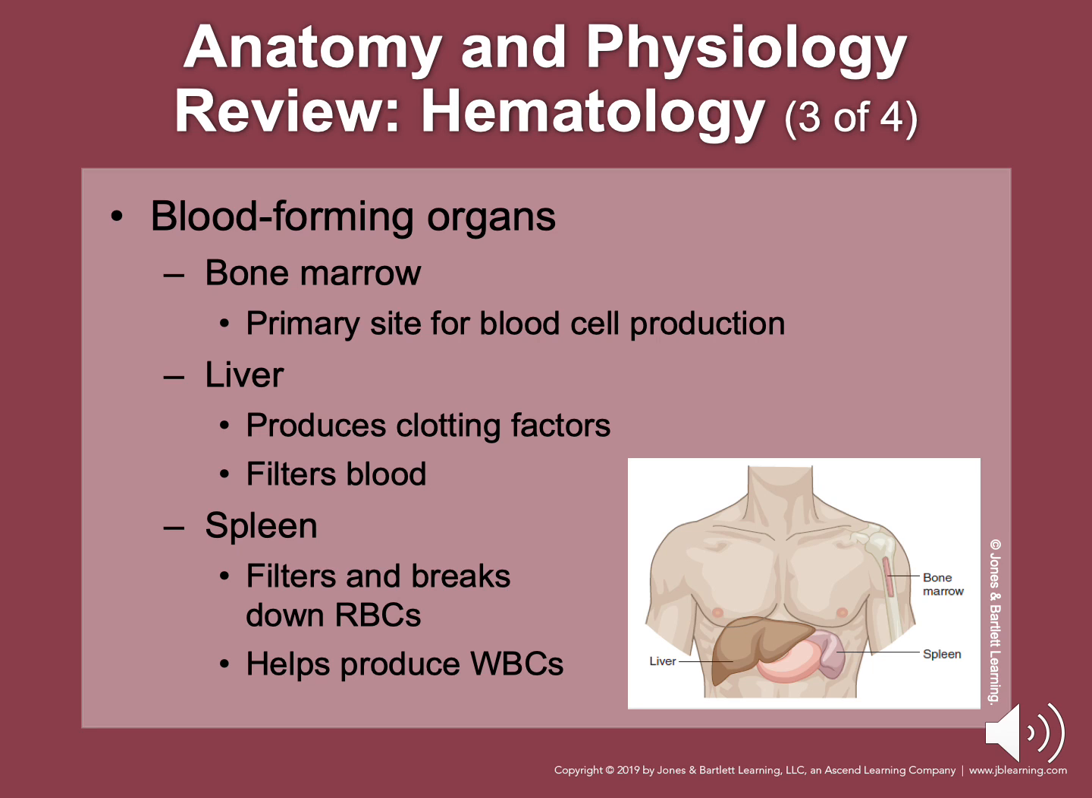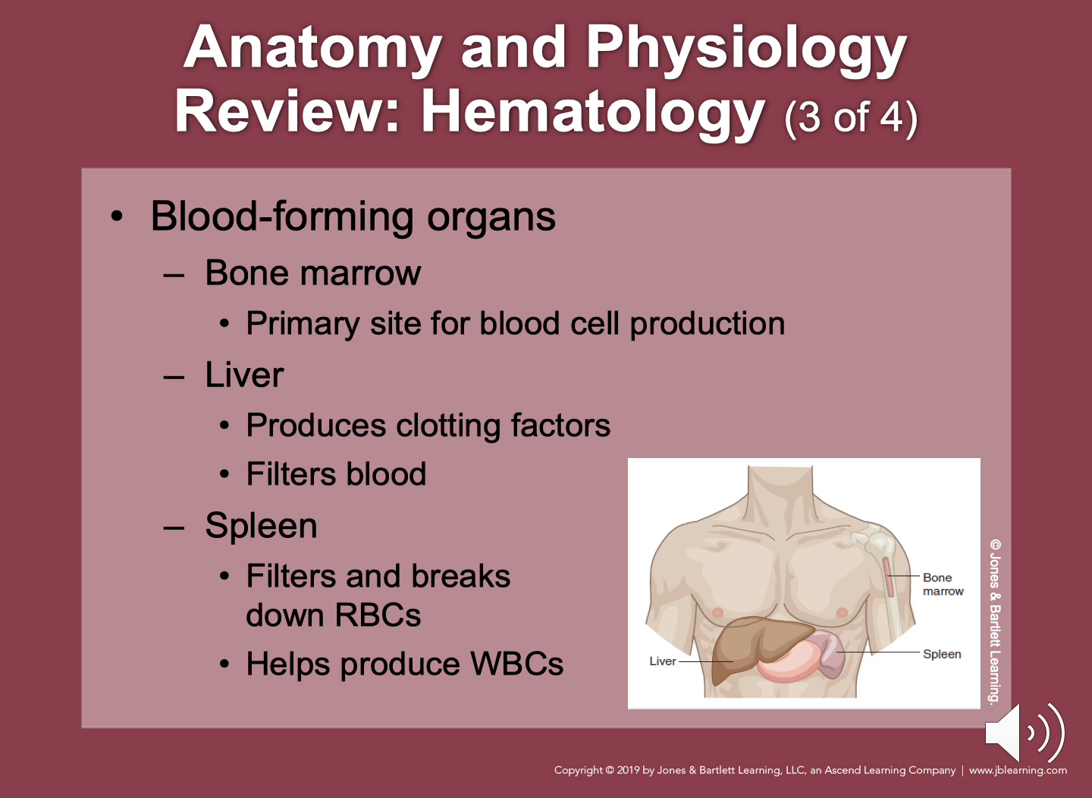The liver produces clot factors found in the blood, filters blood, and removes the toxins, and it is essential for metabolism and homeostasis. Also, the liver is very, very vascular. Also with the spleen, it's very vascular, filters and breaks down red blood cells, helps produce white blood cells, and it is important in homeostasis and infection.